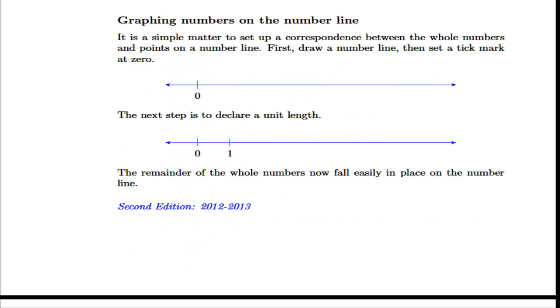Graphing numbers on the number line. It is a simple matter to set up a correspondence between the whole numbers and points on a number line. First, draw a number line, then set a tick mark at 0. The next step is to declare a unit length. The remainder of the whole numbers now fall easily in place on the number line.